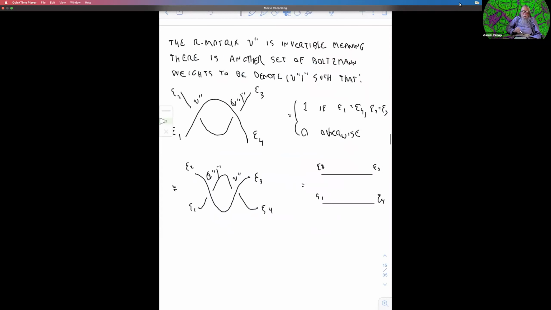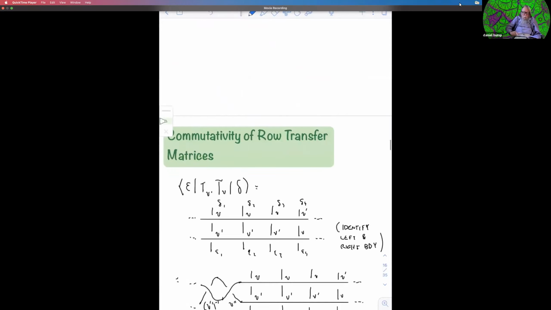And I also need to know that the R matrix is invertible. So there's another kind of vertex which I'll draw this way, such that if I juxtapose these two vertices like this, now of course I'm summing over the spins of the interior edges, and I'm going to get 1 if epsilon 1 is equal to epsilon 4 and epsilon 2 is equal to epsilon 3, otherwise I get 0. So I can say that the result of this diagram is the same as two straight lines. Okay, and then this is what Baxter did.